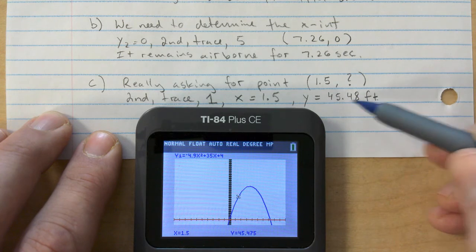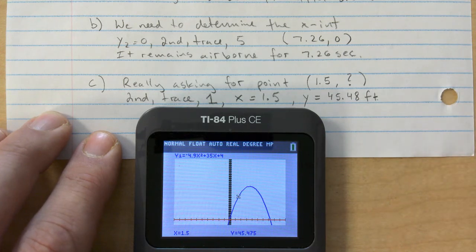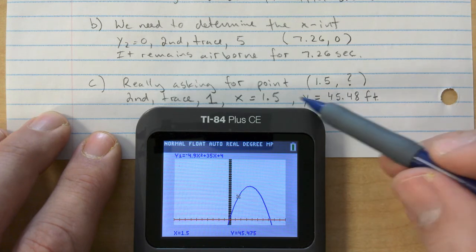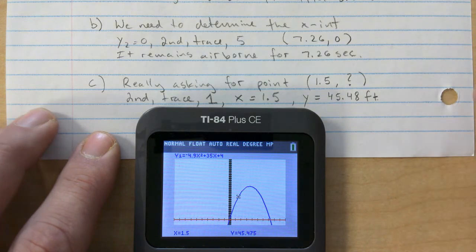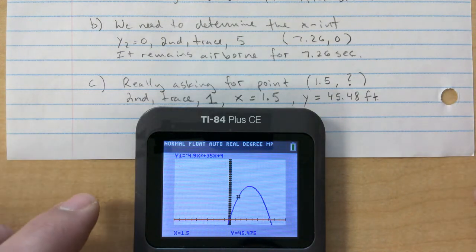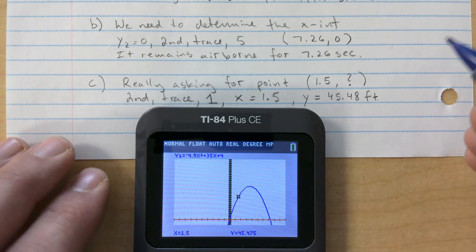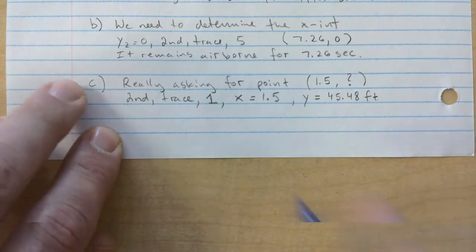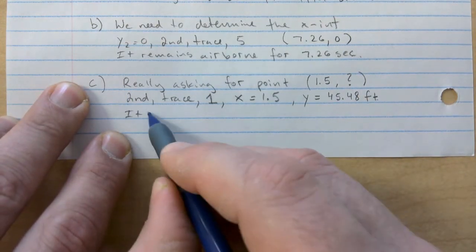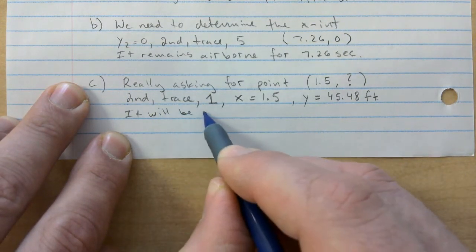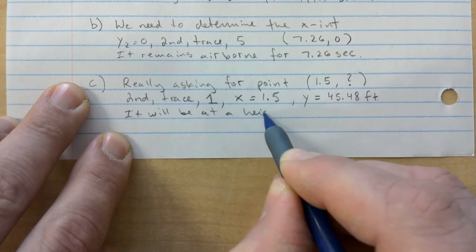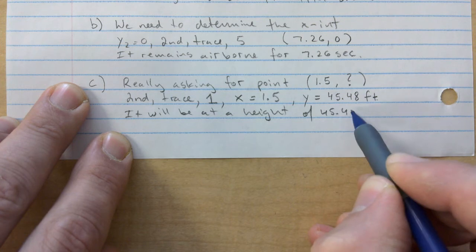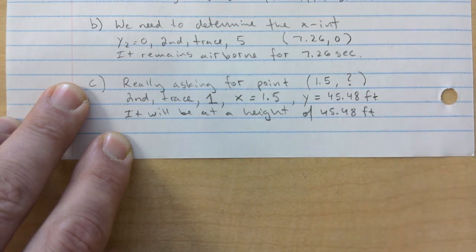If you include units, that's all you need to do technically. At that point, I'll give you full marks, right? If you do that. If you want to put a little sentence after that, that's probably best, right? You just say it'll be at a height of 45.48 feet. And that's based on this model, right?